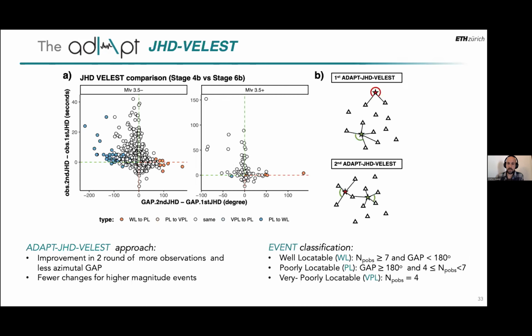One should say that there is a classification that comes along with this joint hypocenter determination approach. We decided to declare an event well locatable if it shows more than 7 observations and an azimuthal gap less than 180. A poorly locatable event instead comes with the most important dividing factor, which is a gap greater than or equal to 180 degrees.